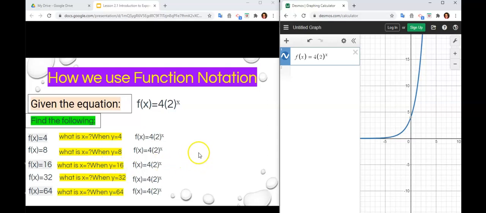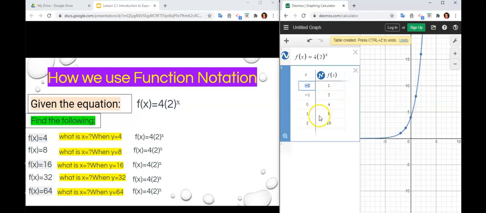So if I'm not really sure, I can come over here to Desmos. I got the equation in. Now I'm going to switch to the table and I'm going to play with some numbers. As you can see, they already populated some numbers in there for me. So I can answer some of those questions. In my output column, I see that when y is 4, x should be 0. I also see that when y is 8, my x should be 1. I also see that when y is 16, my x should be 2.